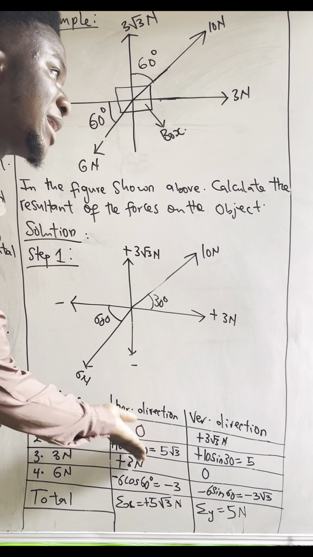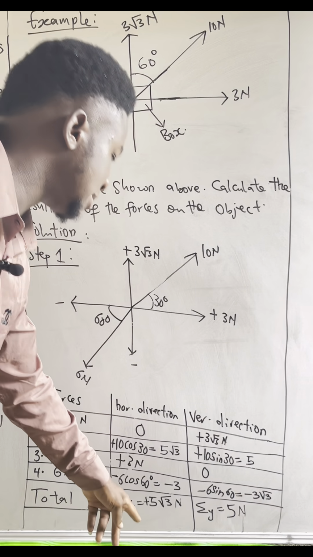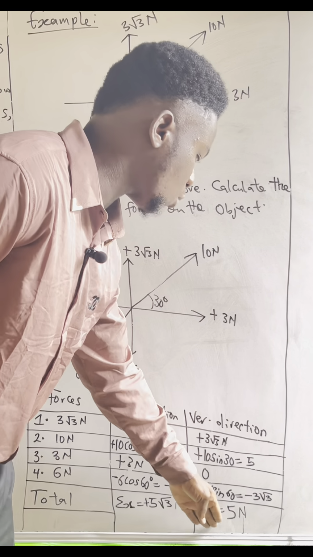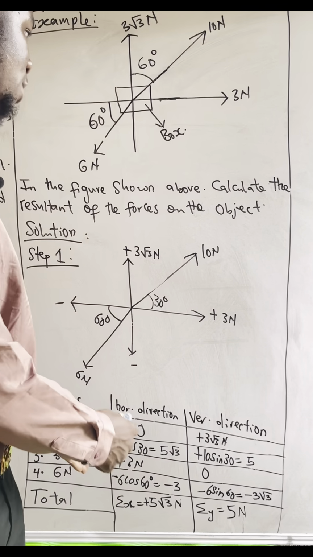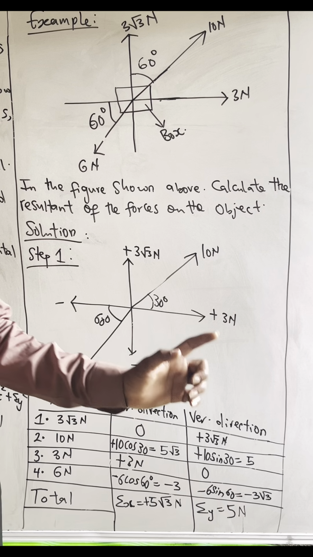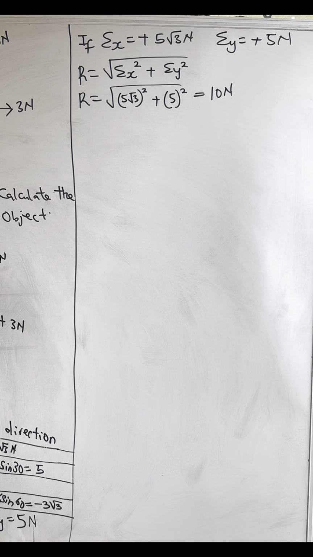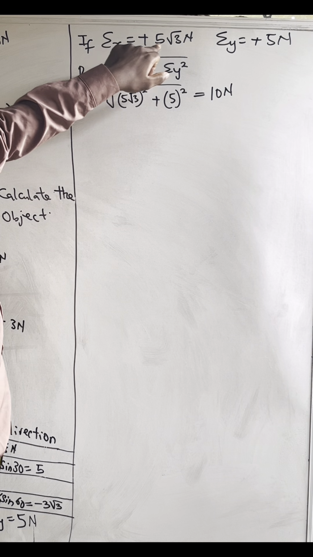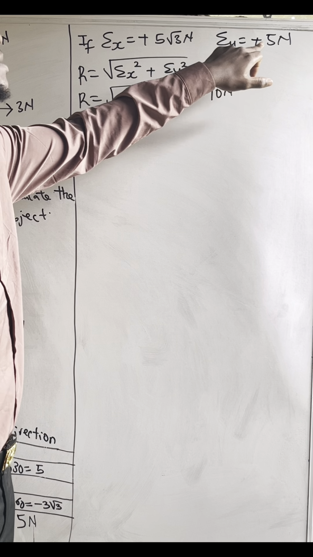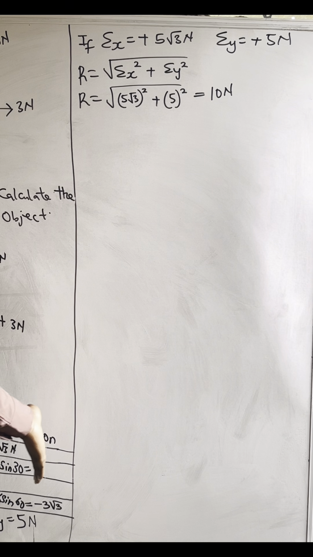So I'm going to do the total. I'm going to add all the horizontal directions together. That is summation x. I got this. Add all the vertical directions together. That is summation y. I got this. So once I'm done with this, I will then move on to calculate my what? Resultant. So guys, summation x is plus 5 root 3 Newton, summation y is plus 5 Newton, according to the calculation we did last.